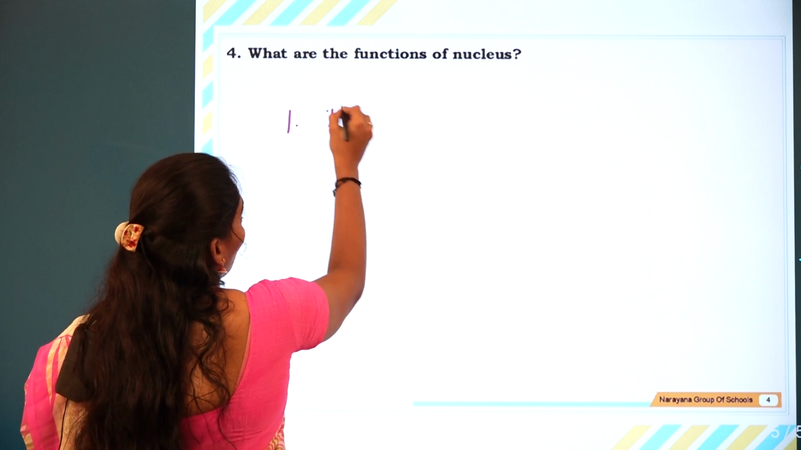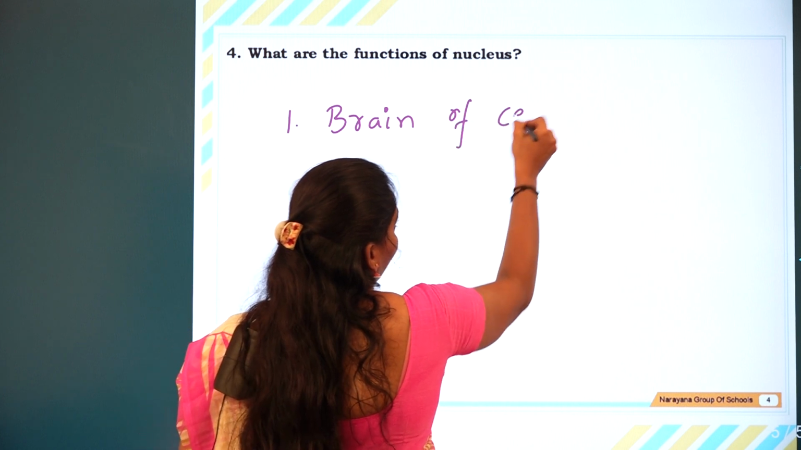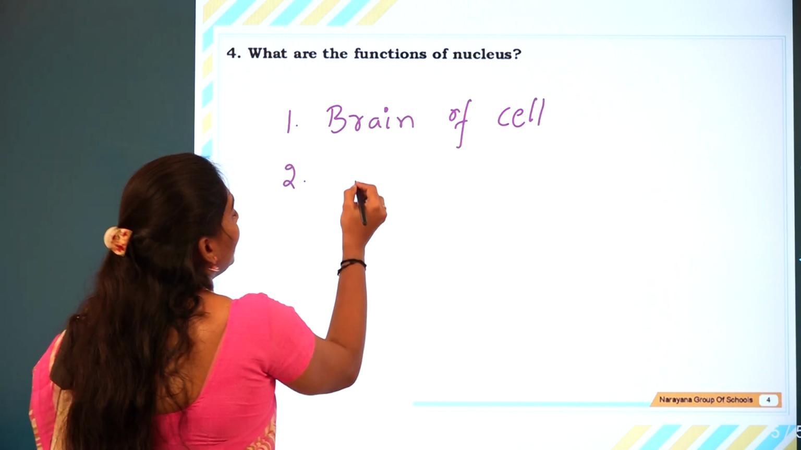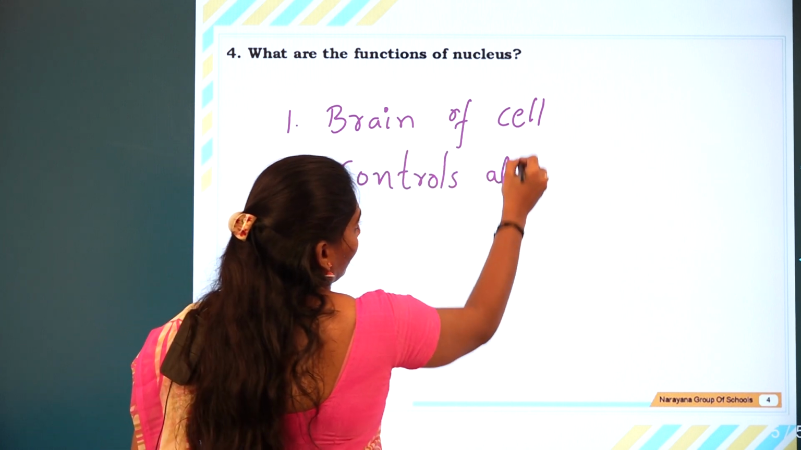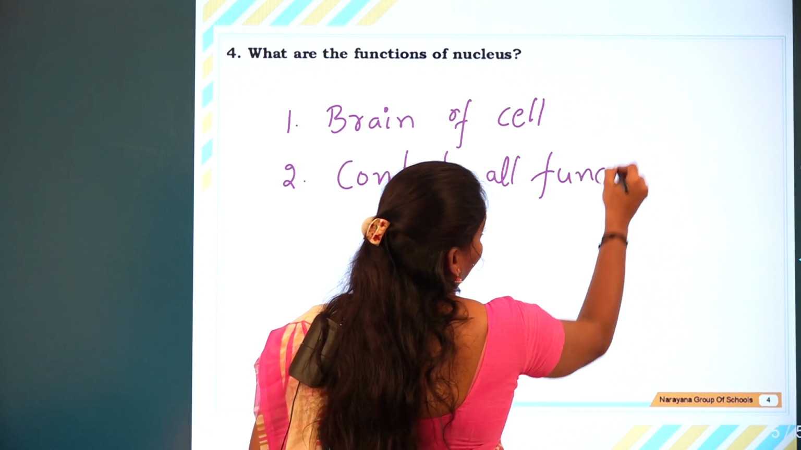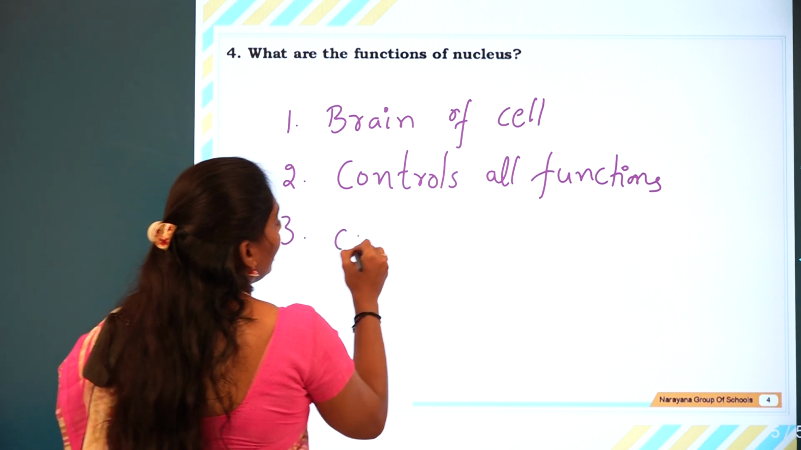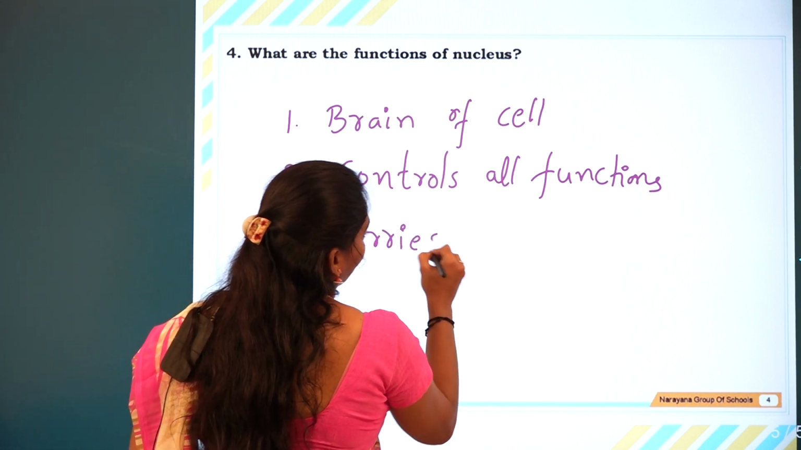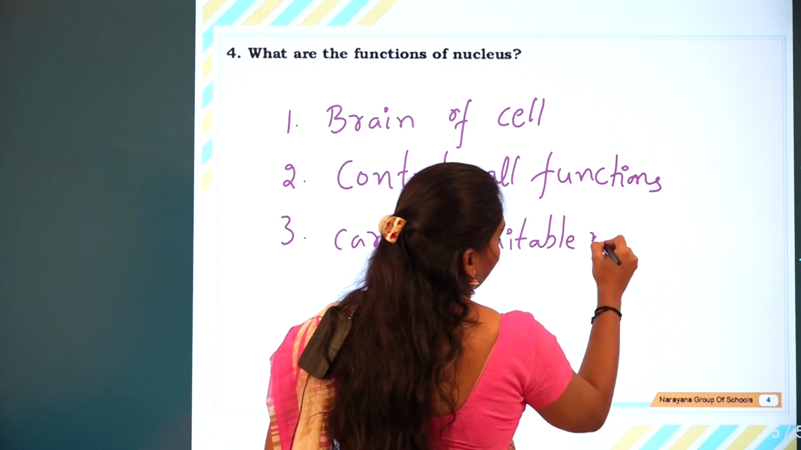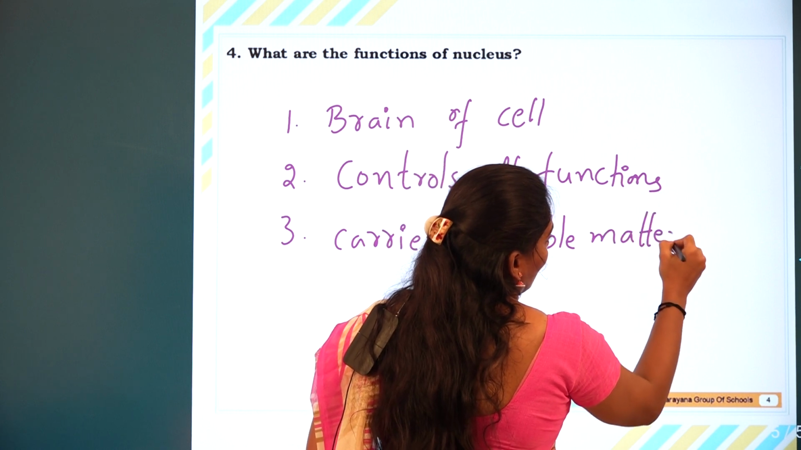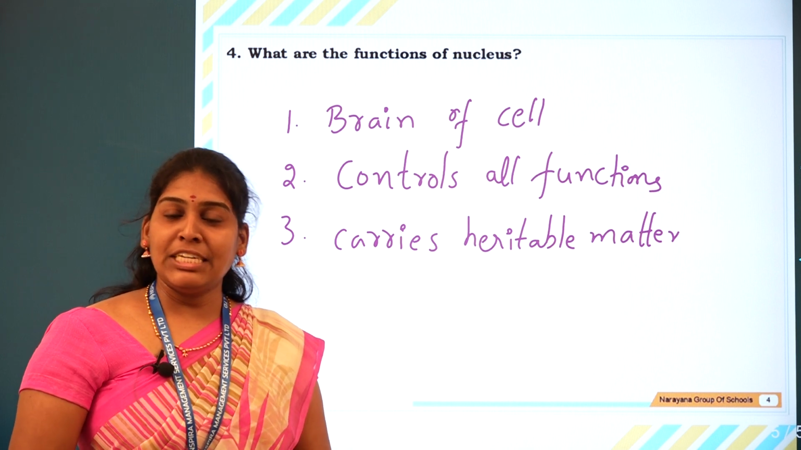The nucleus, which we can call the brain of the cell. The next point, it controls all the functions. The next point, it carries the heritable matter. So this is for this assignment from class 8, Cell, the Basic Unit of Life. Thank you.